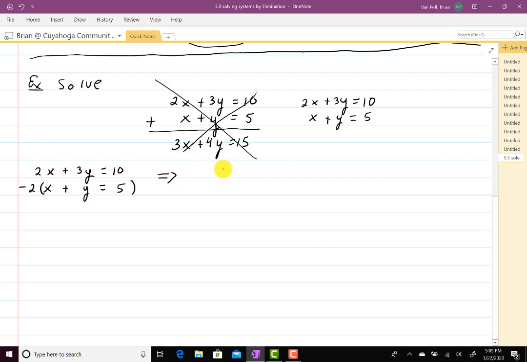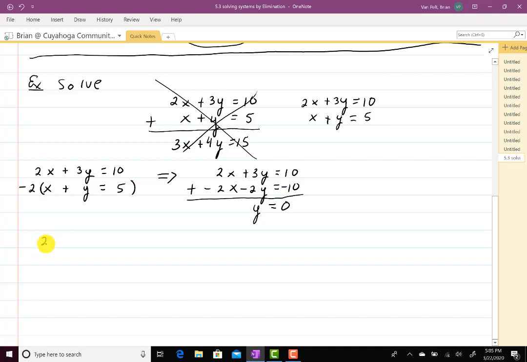What does that leave me? Then I get 2x plus 3y equals 10. There's one equation. The first one was untouched. The second one, -2x, actually since it's negative, I have to follow through on all of them. -2x minus 2y equals -10. Now I can add them together because the x's disappear, and I simply get y is equal to 0. So there's half the battle.